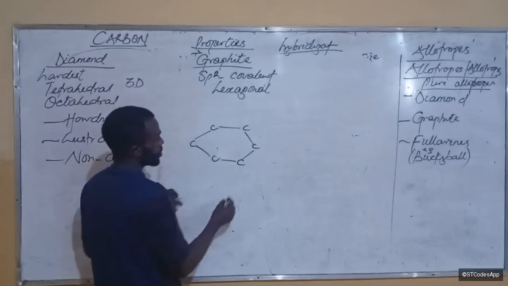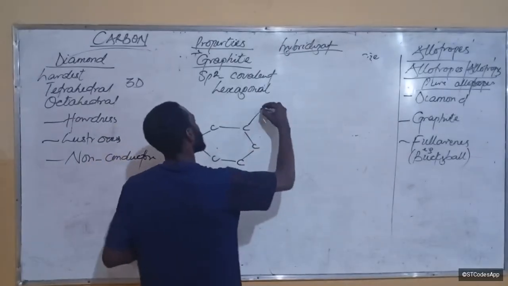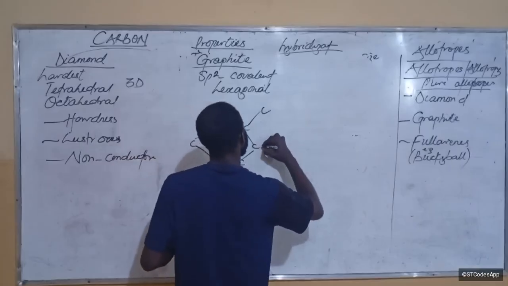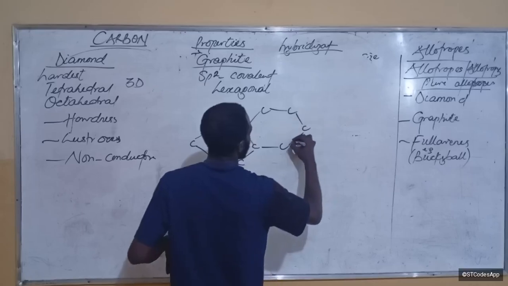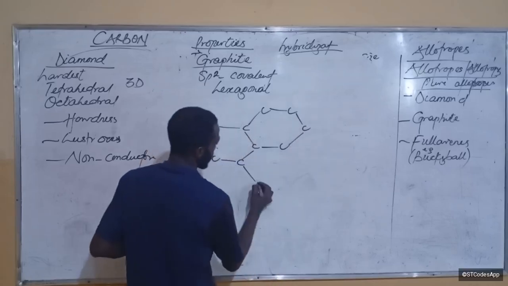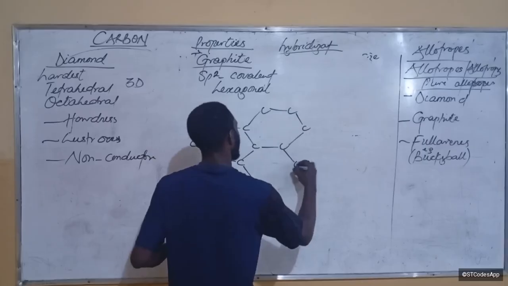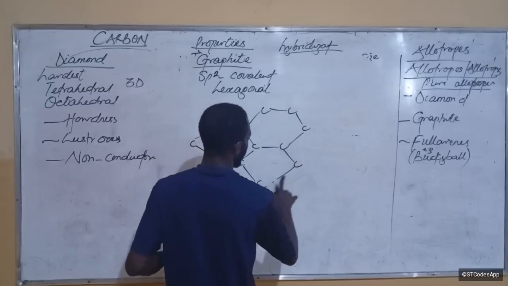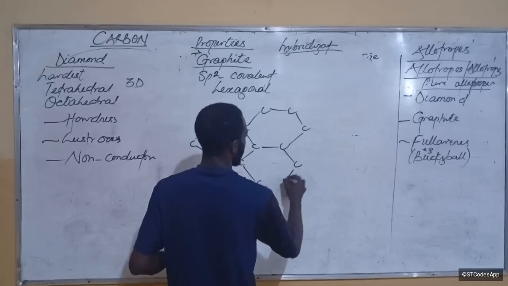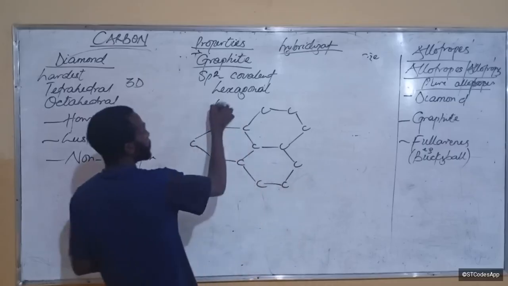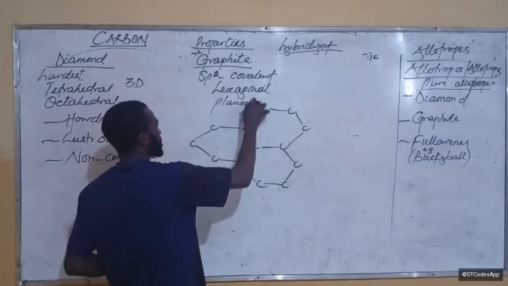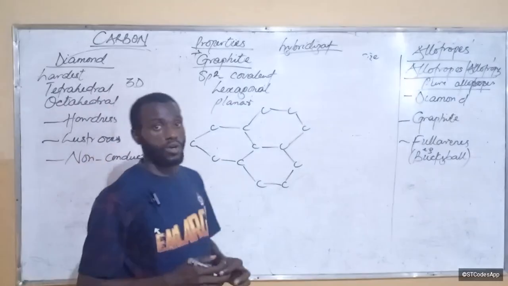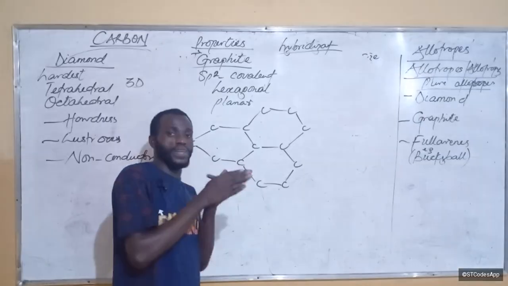Okay, so this carbon again will be bonded to another carbon. This one will be bonded to another carbon, another carbon, another carbon, like that. So this one will be bonded to another carbon, another carbon. You see that the molecule is planar, right? It has a planar geometry. Only that, because it's a solid, it will not be a flat plane.